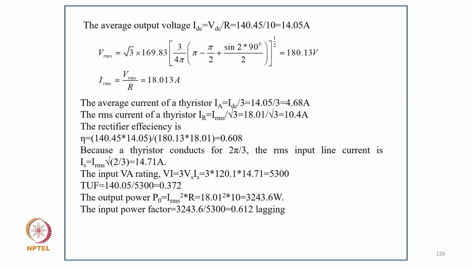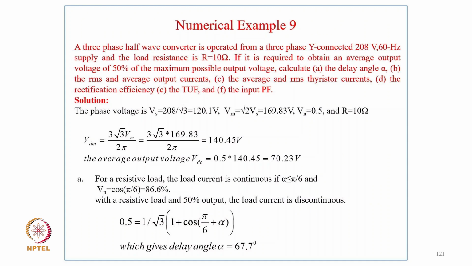Because of the thyristor current being 2 by 3, the RMS source current is IS equal to IRMS times root 2 by 3, that is 14.71, and the input VA rating is 3 VS IS, that becomes 5.3 kVA. Transformer utilization becomes power upon VA, that is 0.73, and output power P equal to IRMS squared R, so it becomes 3243.6 watt, and input power factor is power upon VA, that is 0.612 lagging.